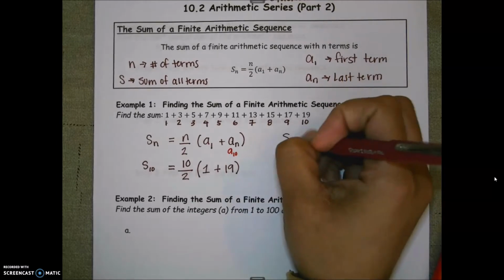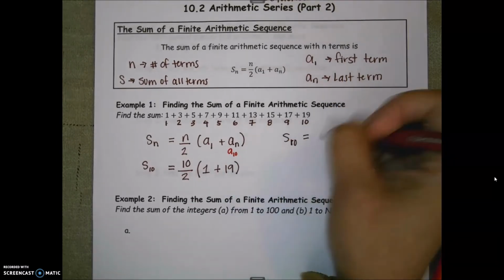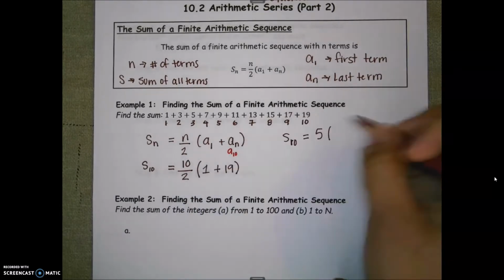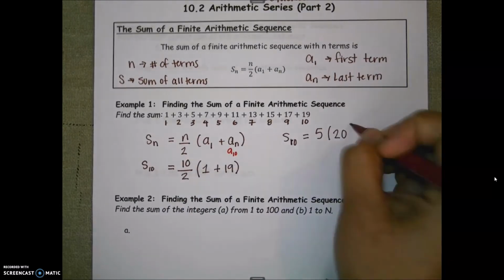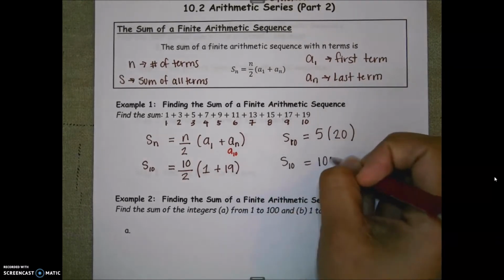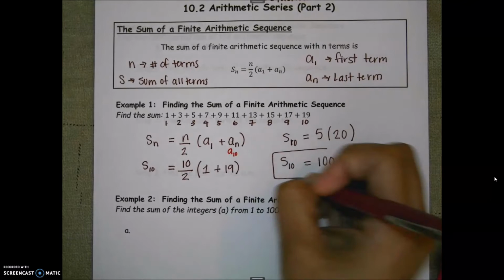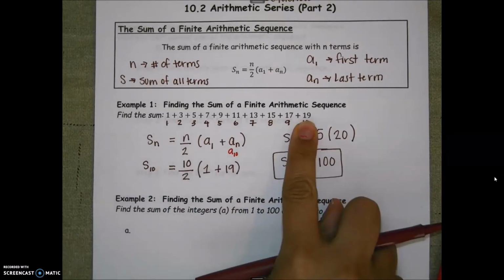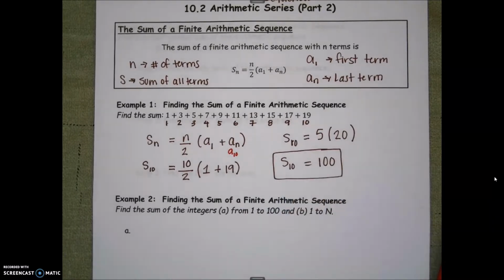So that's S sub 10 is equal to 10 divided by 2, which is 5, times 1 plus 19, which is 20. 5 times 20 is 100. So the sum of all 10 of those terms is 100, and you can add all of these in your calculator. Guess what you're going to get? You're still going to get 100.